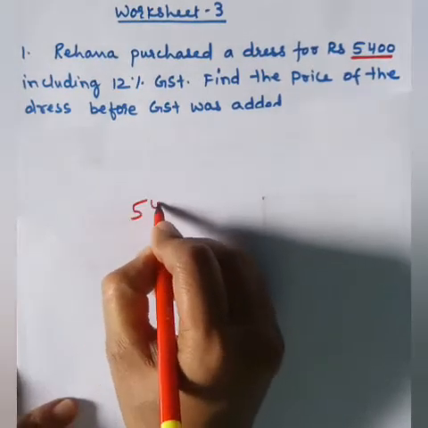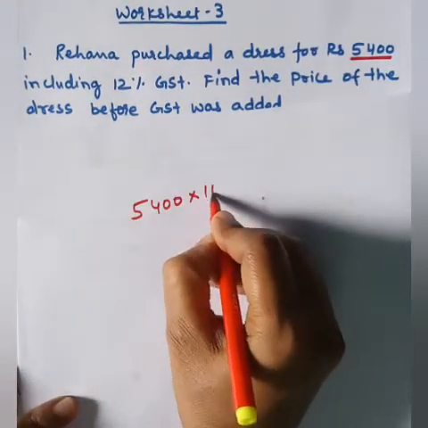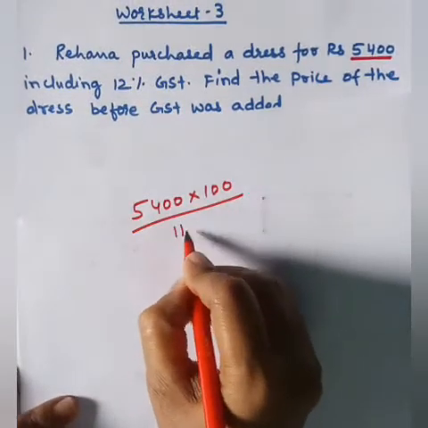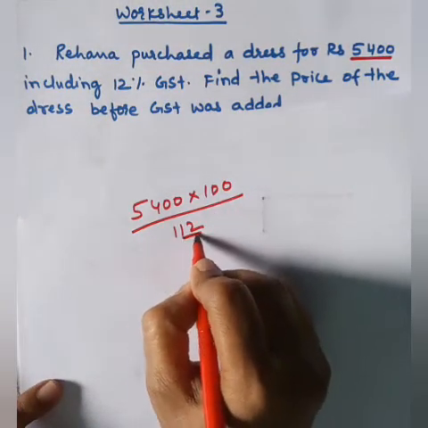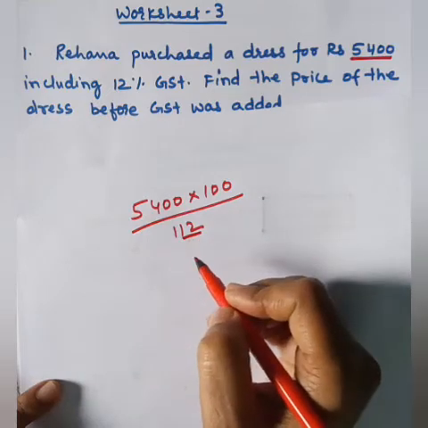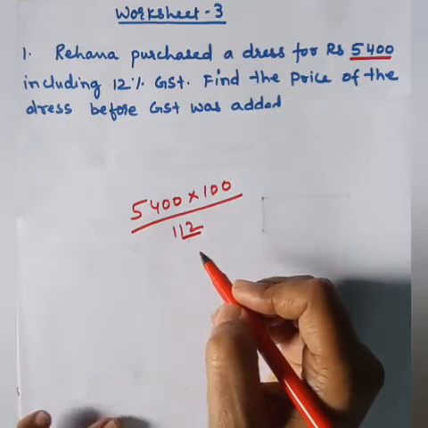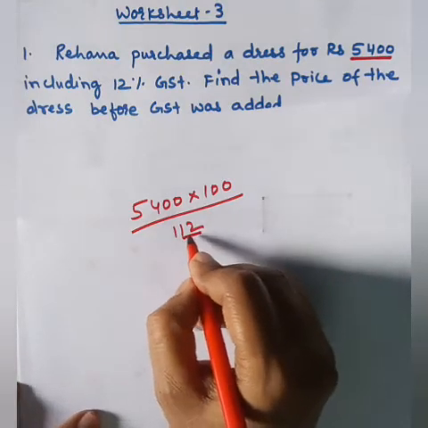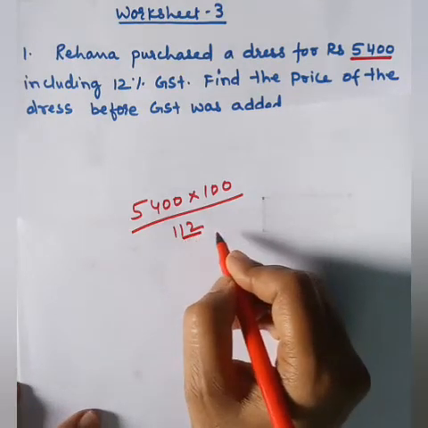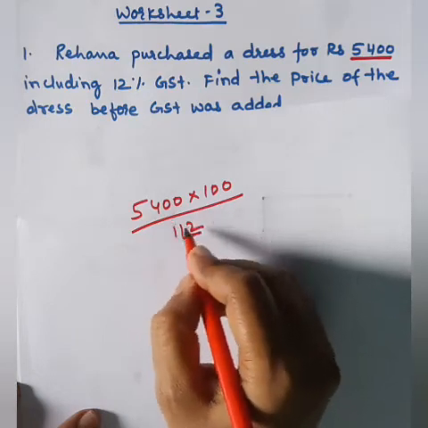See, 5400 into 100 by 112. So see here, we have 12 here. That means 4 3s are 12, as per the divisibility test I am telling you. So this is divisible by 4. When the last two digits are divisible by 4, then the whole number is divisible by 4.